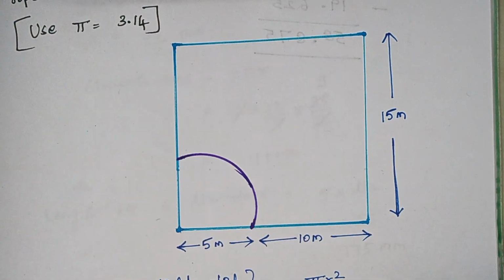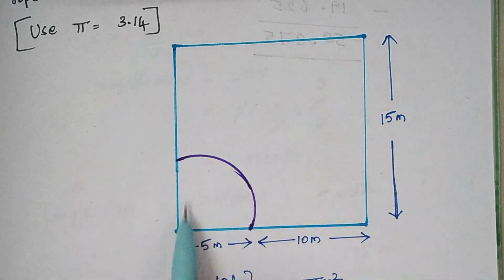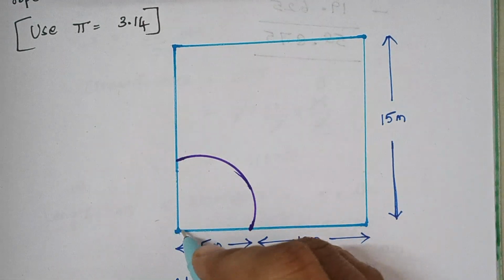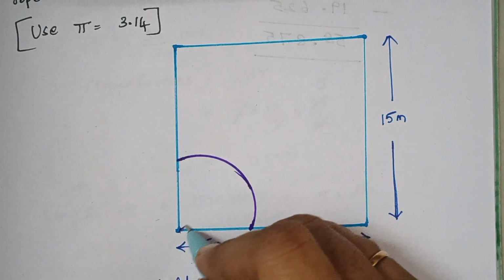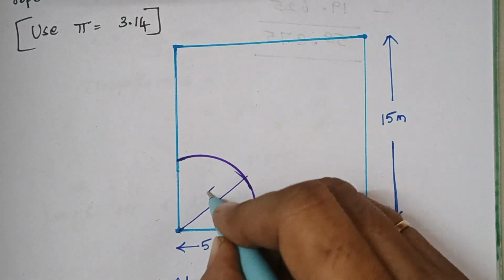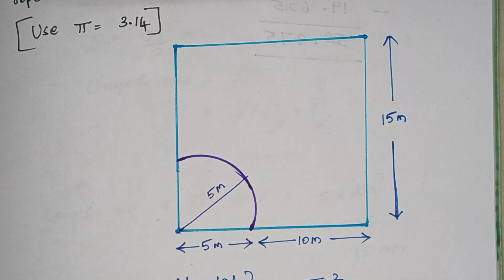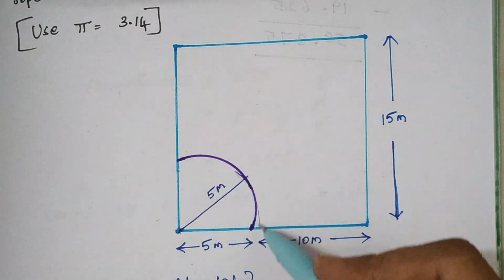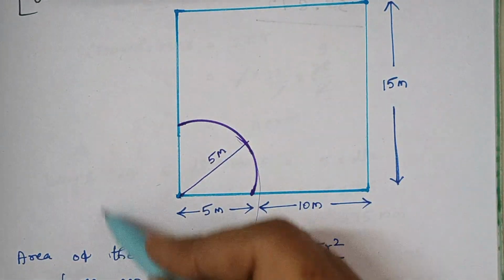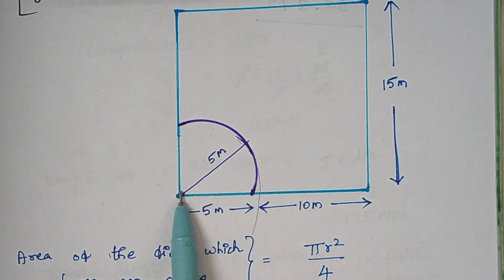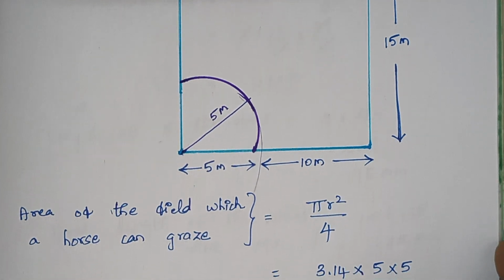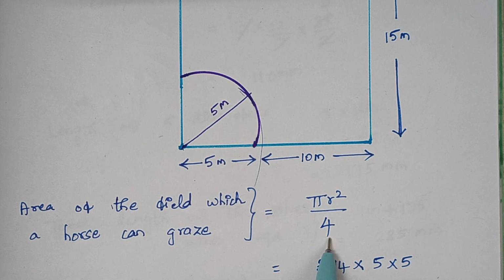So here you see this is the diagram, right. So this is the square field and again this is a peg and the horse is tied with the rope which is 5 meter, right, and the horse will graze this entire part just like this as I said above. So here we have to find the quadrant of a circle. So what is the formula? So pi r square by 4.